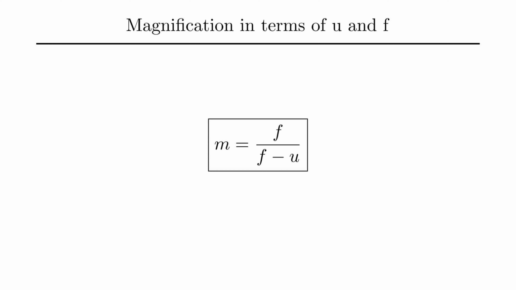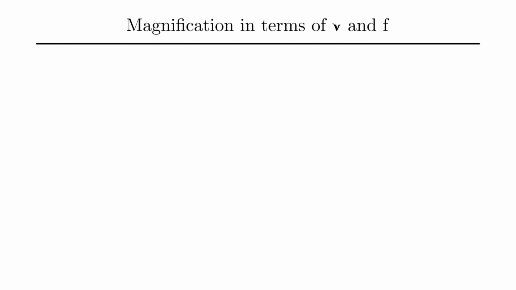To obtain the relation in terms of v and f, that is, the distance of the image from the pole and the focal length, multiply the equation of the mirror formula by v throughout. We get v over f equals 1 plus v over u. On transposing, we have minus v over u equals 1 minus v over f. Taking LCM, we get minus v over u equals f minus v over f. As minus v over u equals m, therefore we have m equals f minus v over f, which is the required relation.